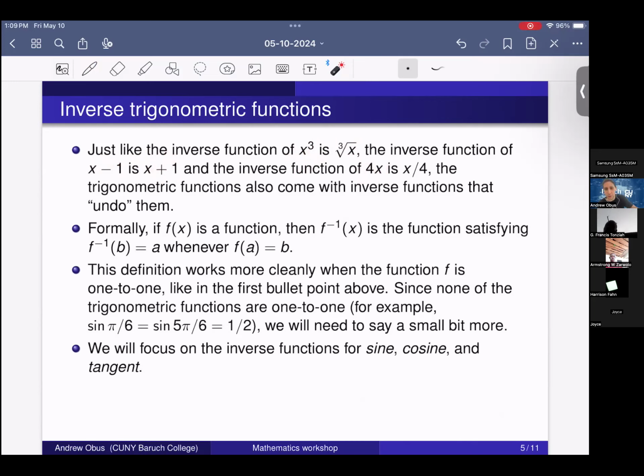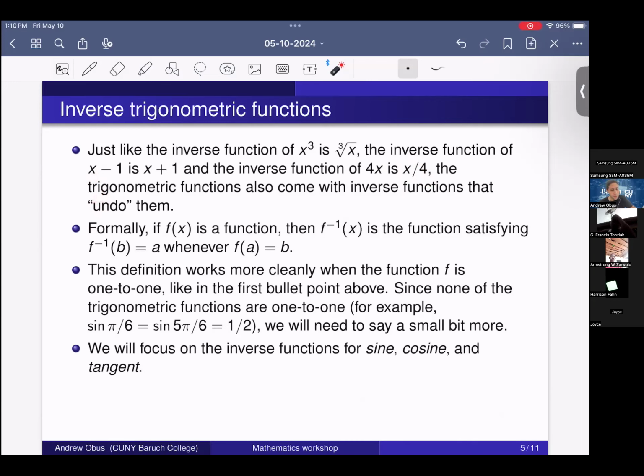So if I have a function, what's the inverse function? Well, informally, it's just the function that reverses what you do. So raising to the third power, how do you undo that? You take the cube root. You get back to where you started. Subtracting 1, how do you do that? Well, you add 1. You get back to where you started. Multiplying by 4, how do you undo that? Well, you divide by 4. You get back to where you started. Okay? So it turns out that the trigonometric functions also have inverse functions that undo them.